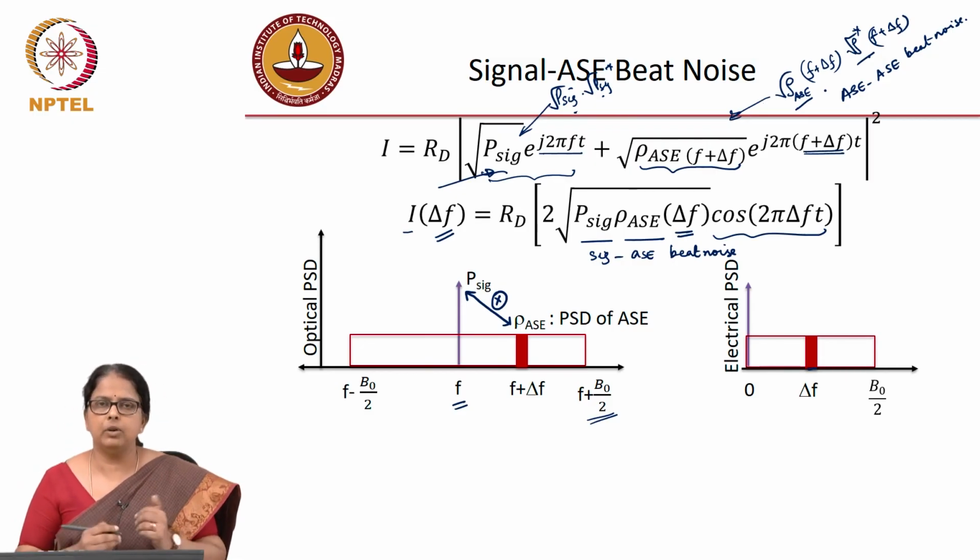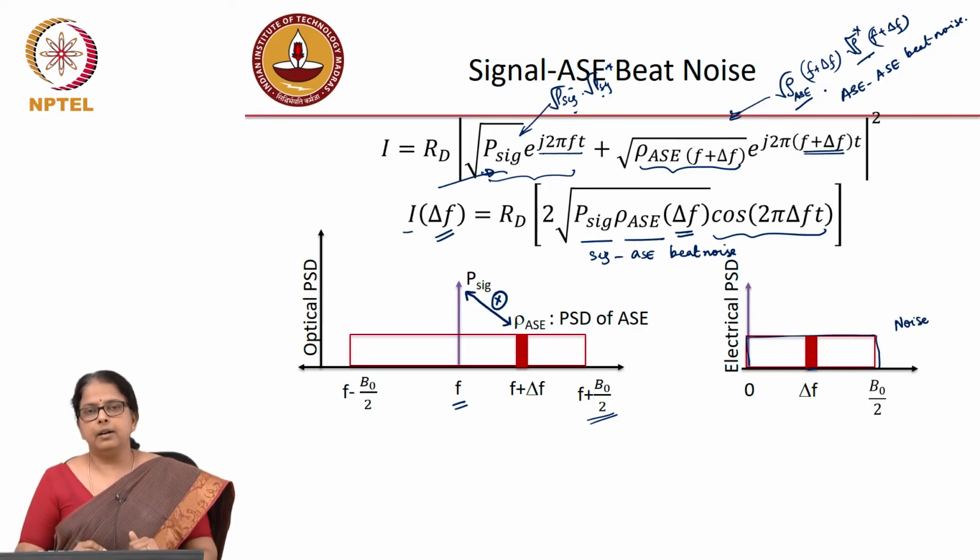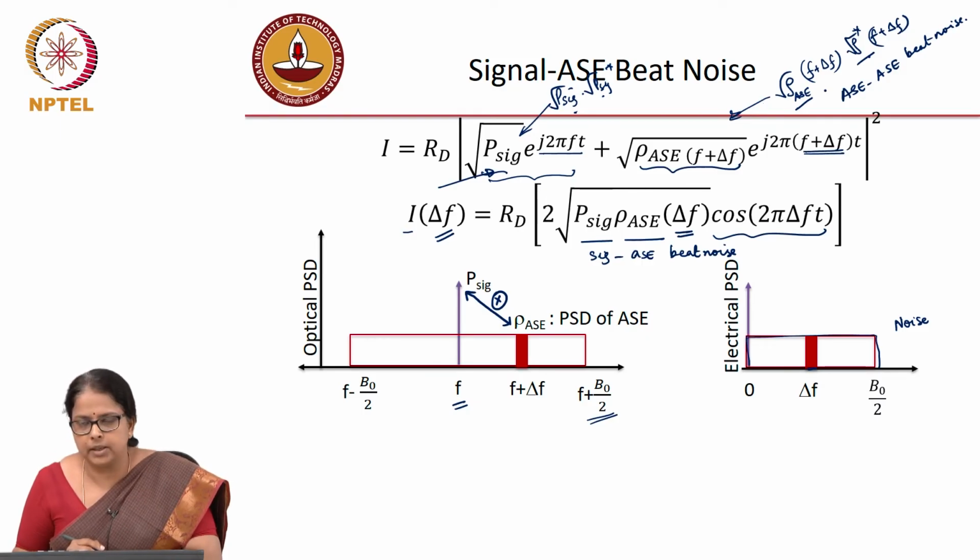So, if I am talking about a 10 gigahertz system, the electrical power spectral density, this red square now represents the noise. This is now noise because this is the beat frequency that I generated, which I did not want to generate. It came only because of the beat between the signal and the ASE, right.